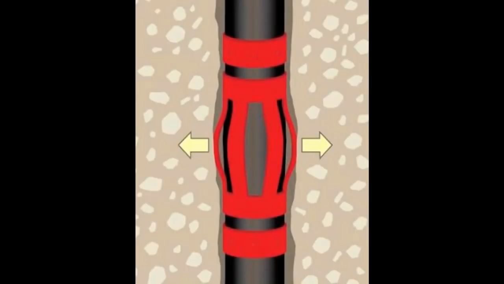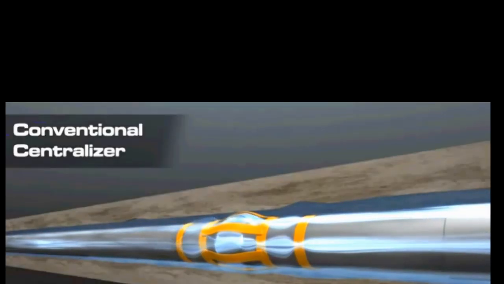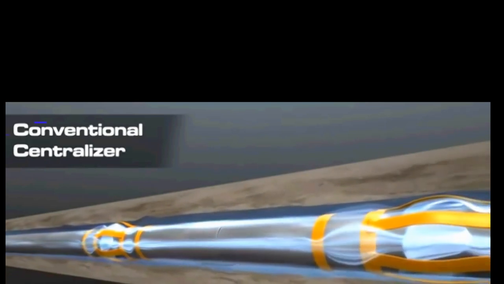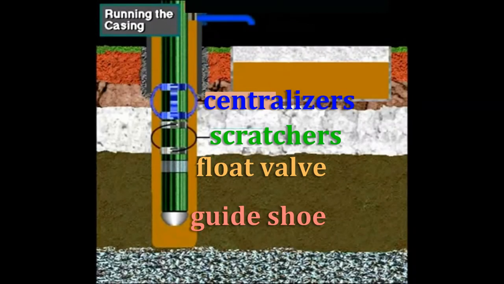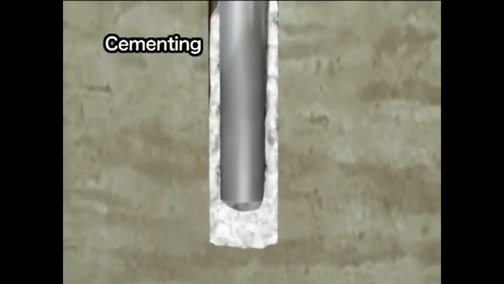Centralization of the pipe is essential because for maximum functionality, the cement sheath must evenly and completely surround the pipe. These are the essential pieces of equipment used in preparation for cementing. Let me now describe the process of running cement.